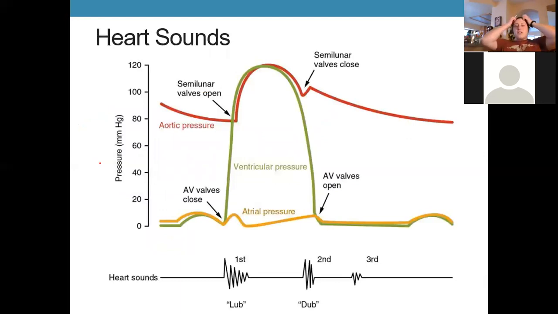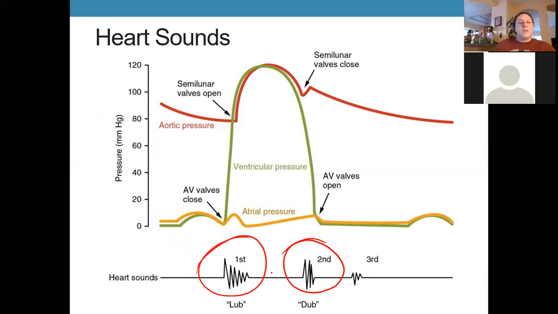So this is actually a chart showing you the valve openings and closings and the pressure changes in the different chambers as they correspond to the heart sounds. So we're in ventricular diastole here. And then this little bump right here, that's atrial systole.